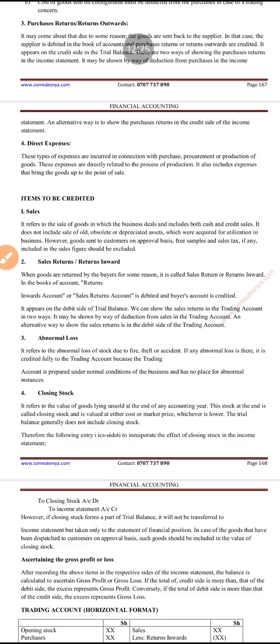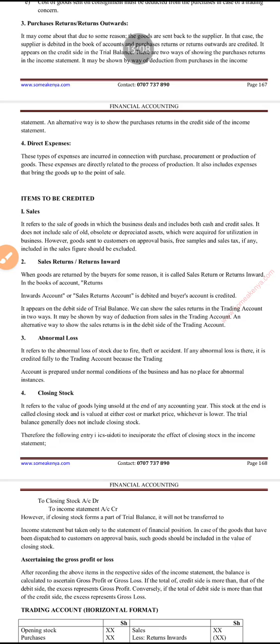So the other item is number 4, direct expenses. These types of expenses are incurred in connection with the purchases, procurement, or production of goods. These expenses are directly related to the process of production. It also includes expenses that bring the goods up to the point of sale. In simple terms, that is what we call the carriage inwards. The cost you incur to bring goods to your business premises when you purchase is added to purchases.